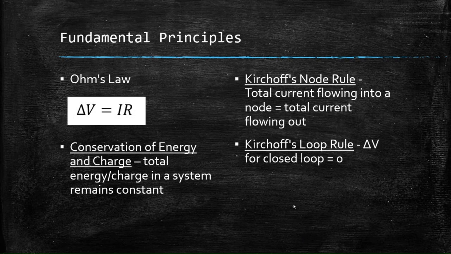Some of the fundamental physical principles used in this lab are Ohm's law, delta V equals IR, and conservation of energy and charge: the total energy and charge in the system remains constant. Also Kirchhoff's node and loop rules. The node rule says that the total current flowing into a node is equal to the total current flowing out of the node, and the loop rule says that delta V for a closed loop equals 0.